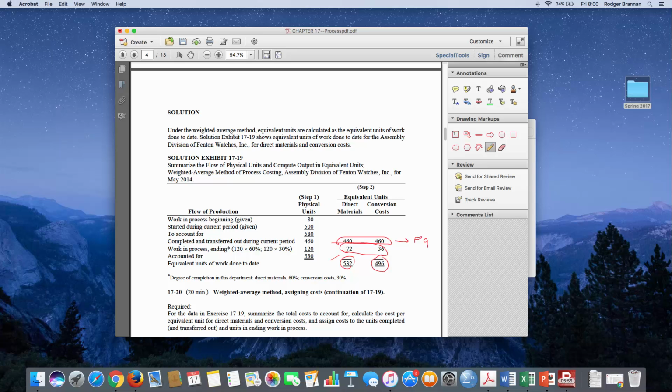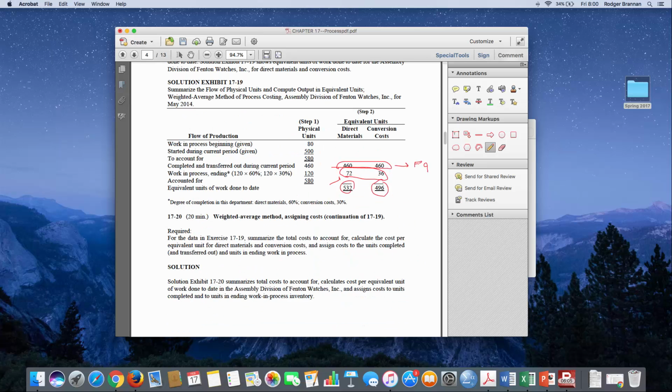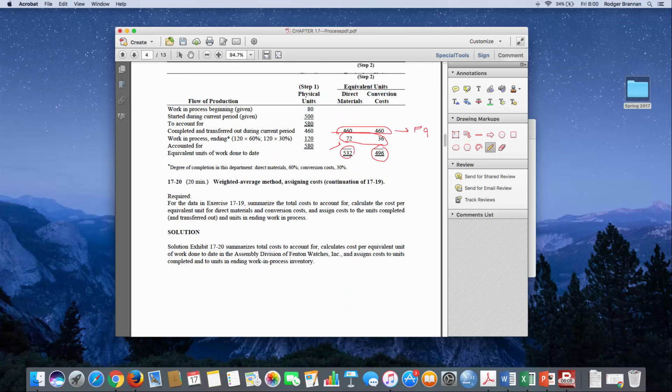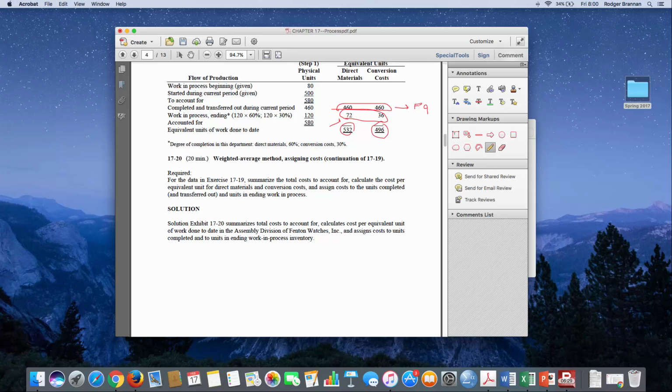Now, this is a kind of an interesting one because, again, materials are not 100%. If you're manufacturing watches, you're not going to add all the materials at the beginning, so you're going to add them as you go through the process. All right, so that would be the solution to the first one. The equivalent units for direct materials, 532, and conversion costs for 496. Now, another basic assumption with respect to process costing, each unit that you produce has an equal amount of materials and conversion cost in it. So that's a big assumption.